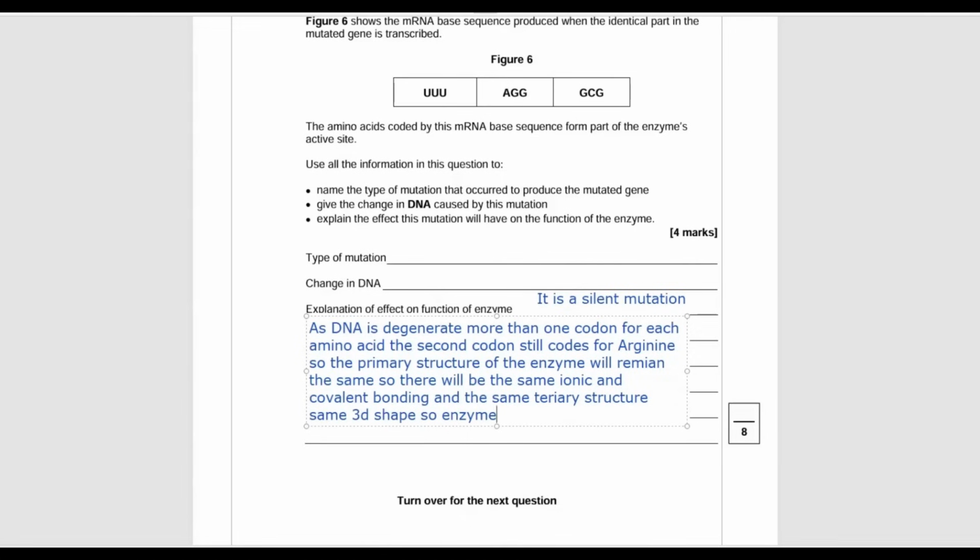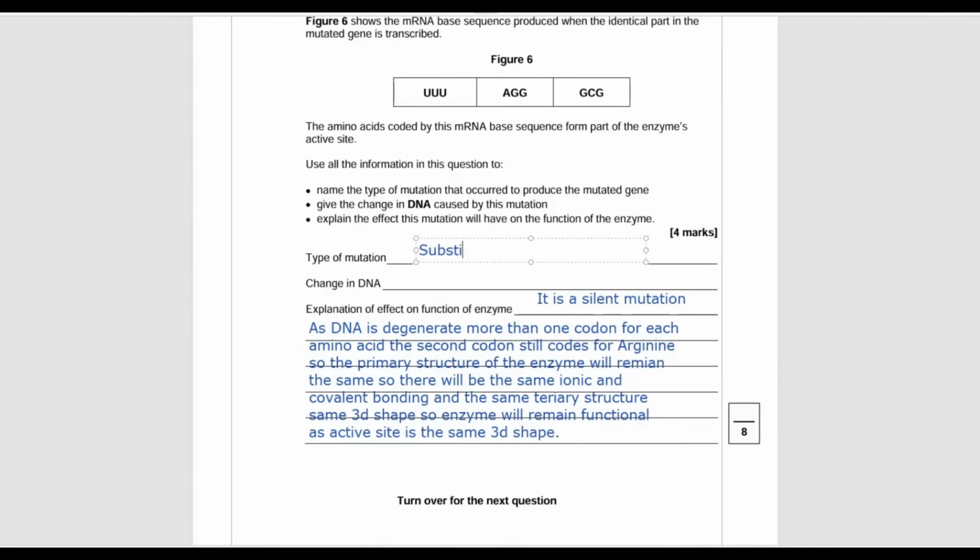So it means that even though it's been mutated, it has the same tertiary structure, the same 3D shape. The enzyme's active site will still be exactly the same, and it will still be functional, and it will still form an enzyme substrate complex. So the enzyme will be fully working even though it has had a mutation. This is called a substitution.